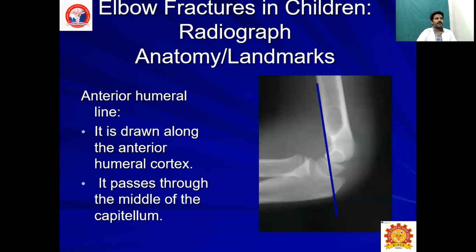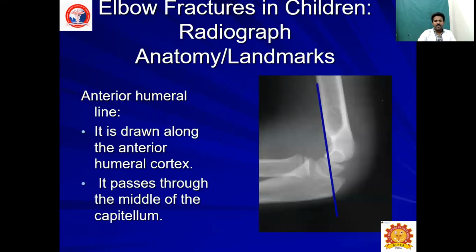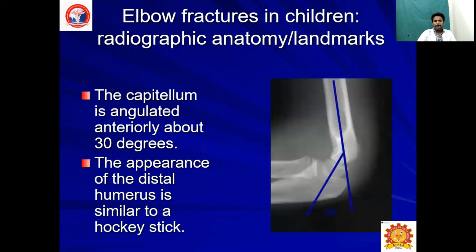Elbow fracture in children, the anatomical landmarks. The anterior humeral line is drawn along the long axis of the anterior humeral cortex. It passes through the middle of the capitulum. Here you can see the line from the anterior of the humerus, and another line which passes to the middle of the capitulum.